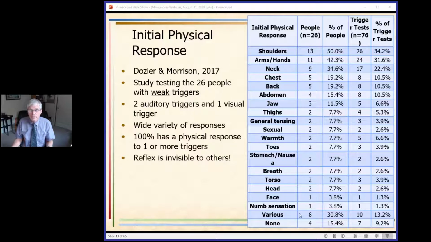And over here, you'll see the kind of things that the people reported. Shoulders, arms and hands, neck, chest, back, abdomen, jaws, thighs, general tensing, a sexual response. And this is an immediate sexual response. In everyone I've ever worked with who had a sexual response as their initial physical reflex, they knew it. They knew it, and it was disgusting. A flash of warmth, curling of the toes, nausea, holding their breath. I'll talk a little bit about what you should do specifically if you have a breath-related reflex.